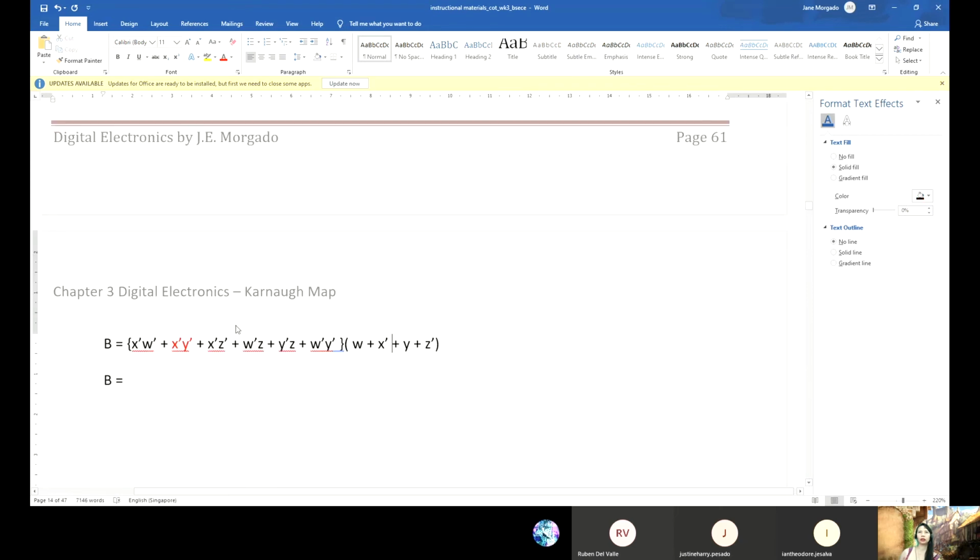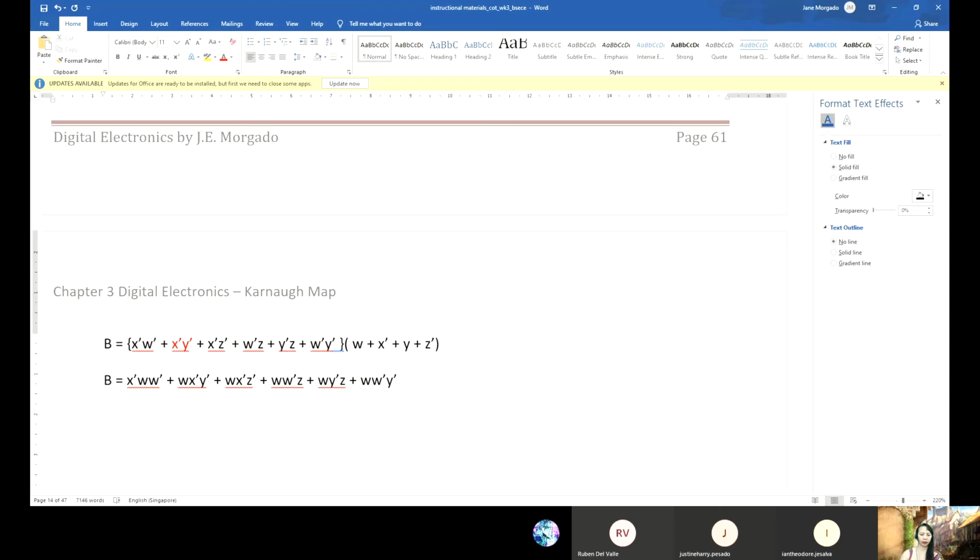Okay. Then, since wala na tayong masisimplify, tsaka natin i-distribute the last term to here. Okay, so we start with W. X prime, W prime, plus W X prime, Y prime, plus W X prime, Z prime, plus W prime Z, plus W Y prime Z, plus W prime Y prime.